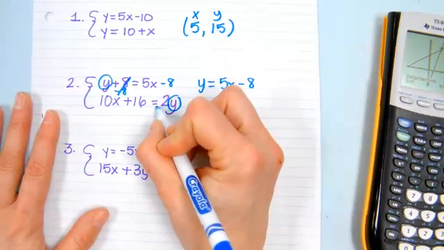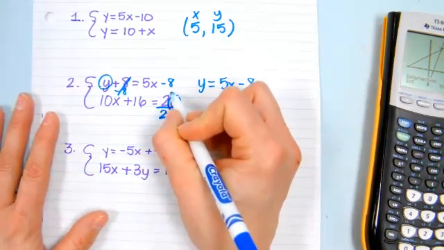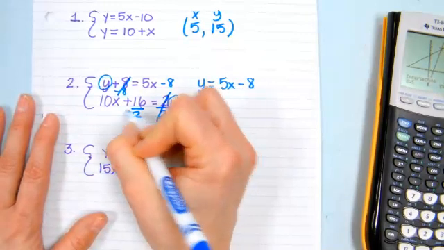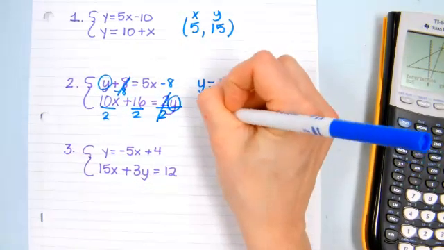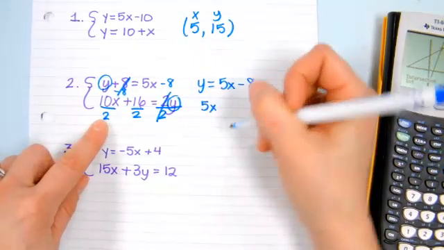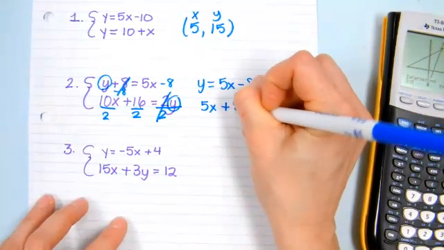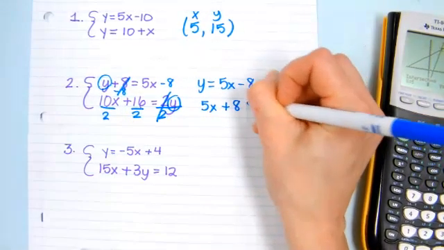Oh, if you said divide, you are right. Yay, you're so smart. Divide by 2. And we're going to divide each of these by 2 as well. Okay, let's rewrite it. So now we have 5x, because 10 divided by 2 is 5, plus 8, because 16 divided by 2 is 8, equals y.